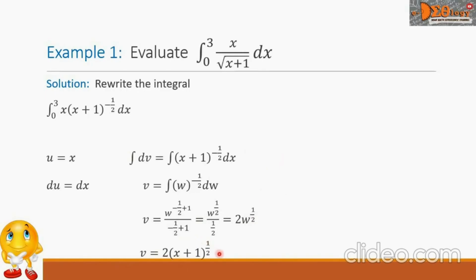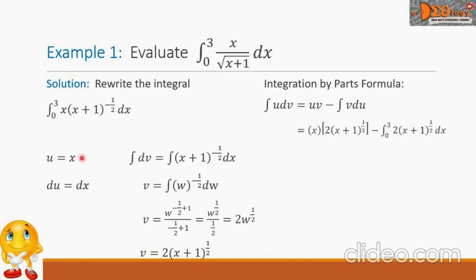Now, let us use the integration by parts formula. Let us substitute the corresponding values in the formula. So we have the u, that is x, times v, the value is 2 times the quantity x plus 1 raised to 1/2, and then minus. Now we show the definite integral from 0 to 3 of v, which is 2 times the quantity x plus 1 raised to 1/2, and du is dx.